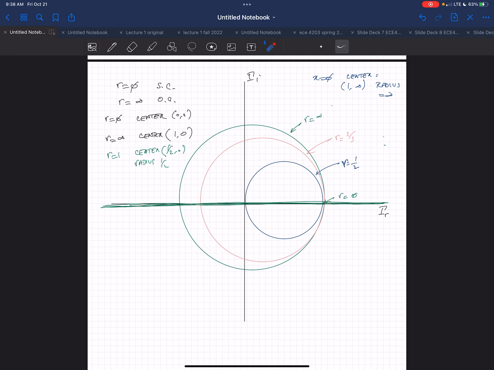If I'm here, what's my load impedance? If I draw my load impedance here, what's that? It's just real, right? So it's a resistor. You immediately know it's a resistor. What's the value?